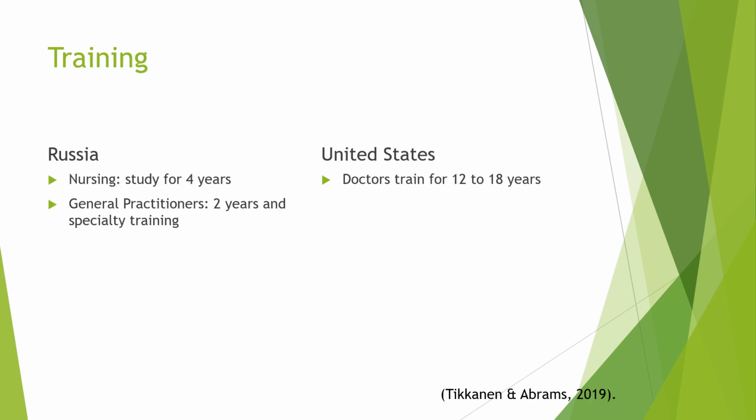Lastly, I wanted to touch briefly on the differences in training for the doctors and nurses in both these countries. So in the United States, you should be more familiar with the training for doctors and nurses. So doctors, let's say on average, train for about 12 to 18 years. However, in Russia, nurses study for 4 years, while general practitioners study for 2 years and include some specialty training. And we see a lot more of these general practitioners.